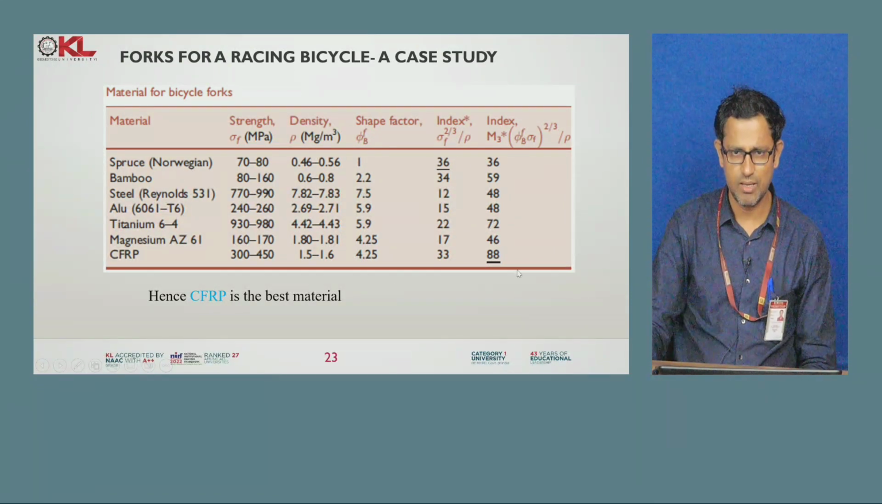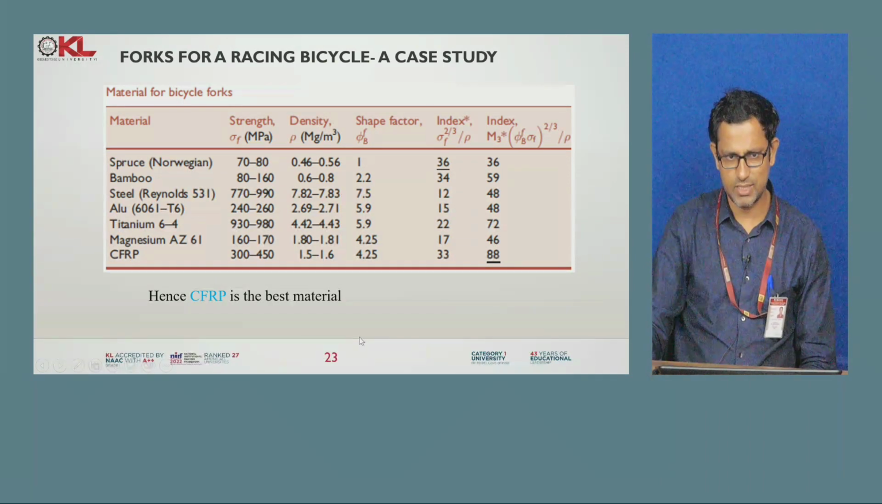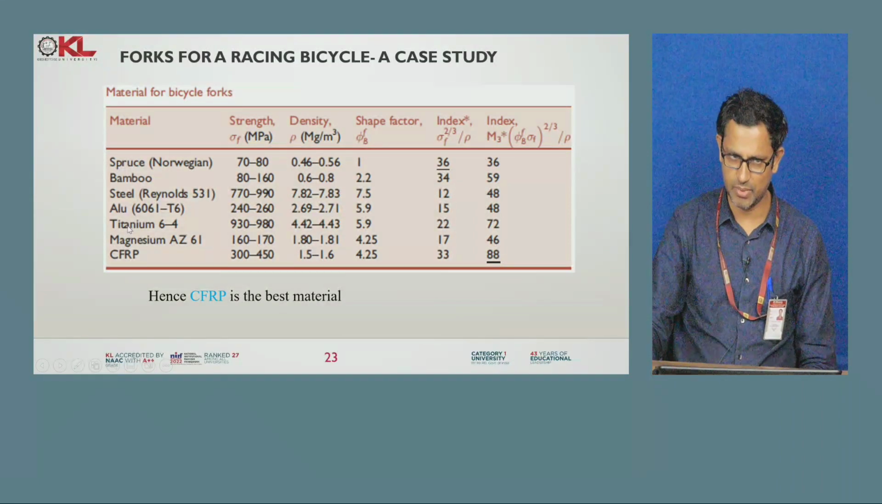If you see here the M3 maximum for CFRP, so we can say CFRP is the best material to fabricate these forks. But if you say cost is your constraint, then you have to go for the next best material, titanium. It is also costly. So next best material, then you have to go to bamboo. So you have a concern here with respect to strength, because strength is less. Where is 300 to 450, where is 80 to 160. So strength here it is a constraint.